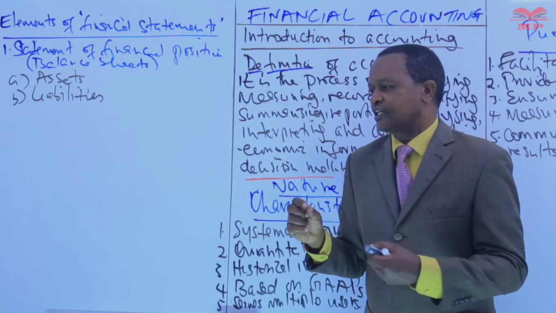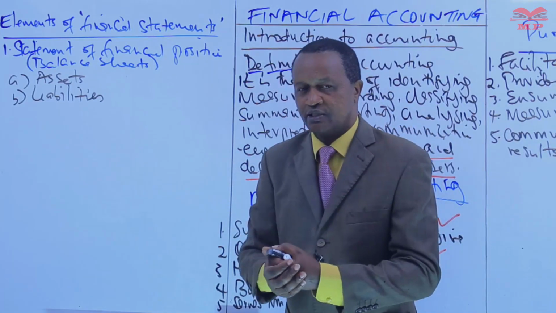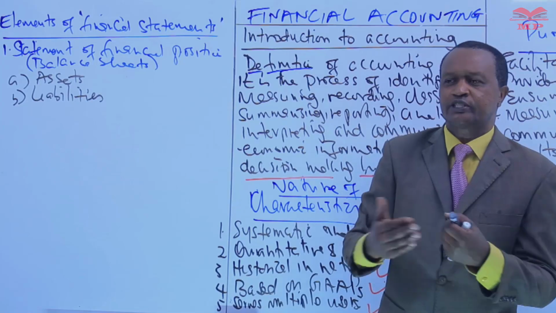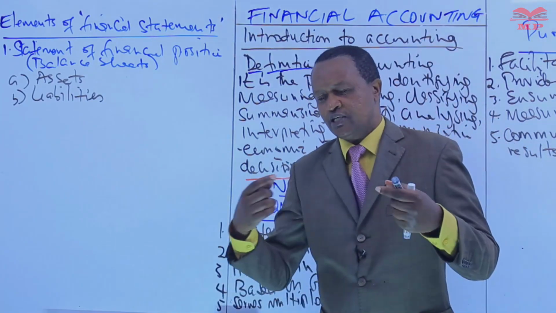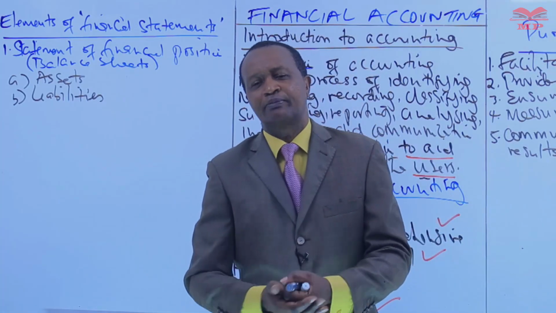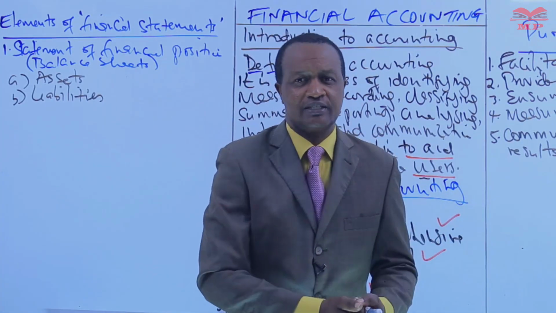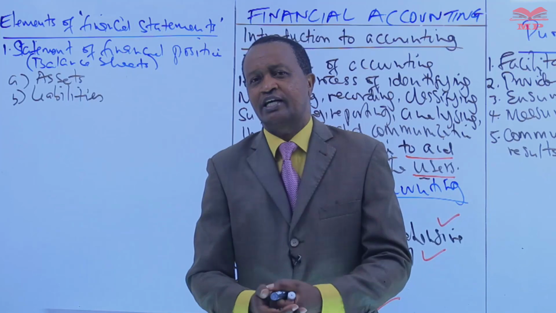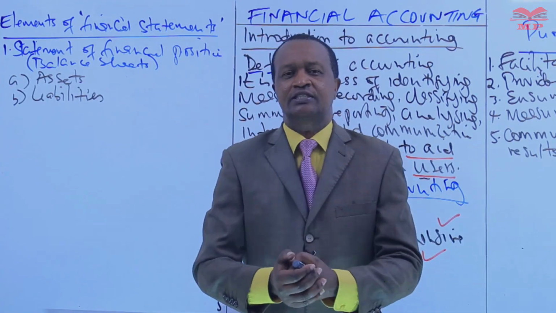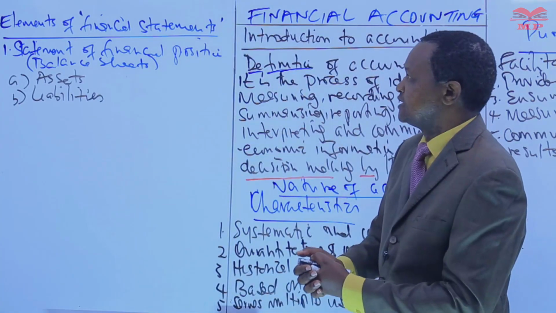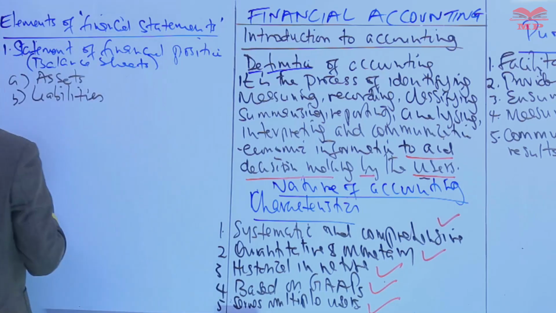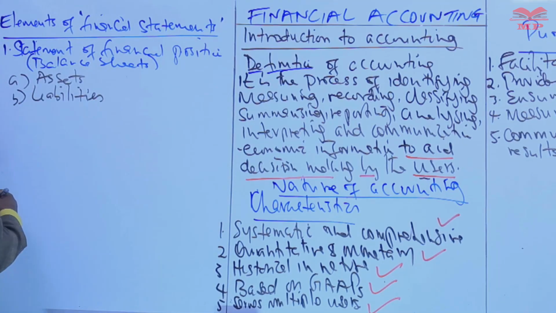We may have things like bonds. Bonds are long-term loans, okay? Short-term loans, long-term loans, accrued expenses like unpaid rent, unpaid salaries, unpaid taxes. Those are accruals. They are also part of liabilities. So that is the second element of the statement of financial position.